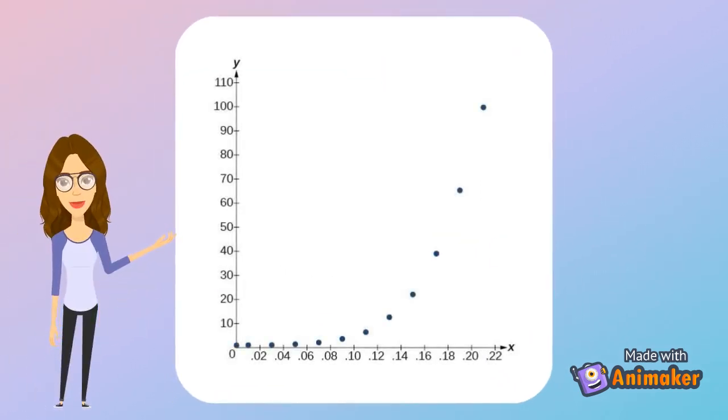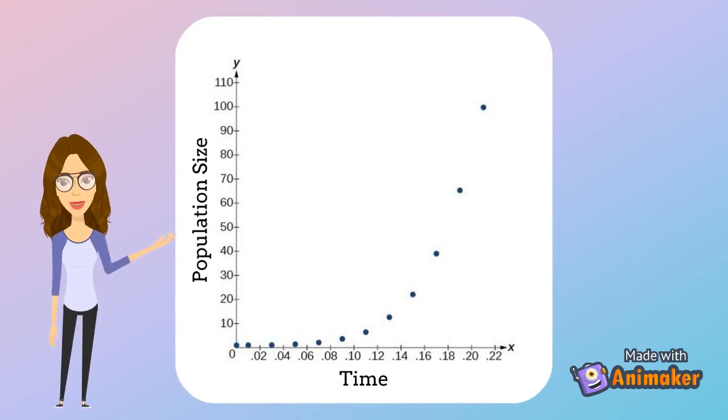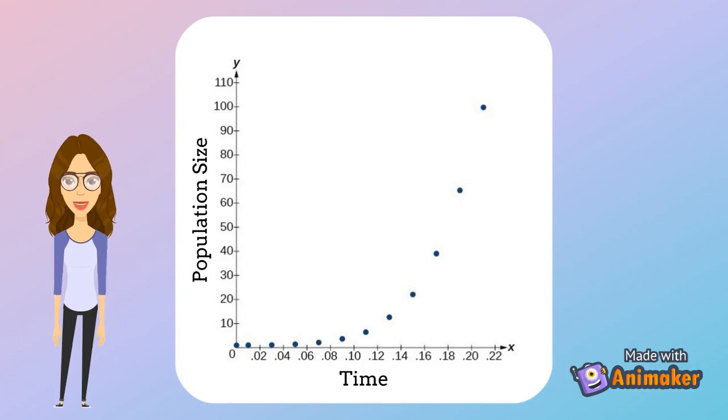This is a graph of geometric growth, with time on the x-axis and the population size on the y-axis. As you can see, it increases in discrete time points in a J-shaped curve.